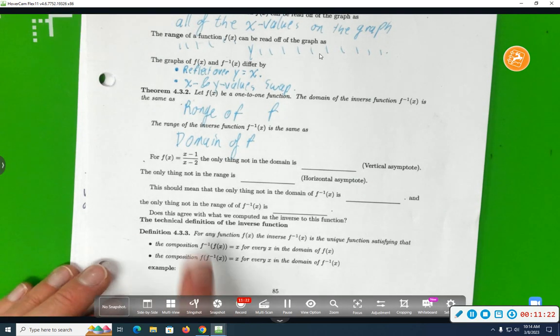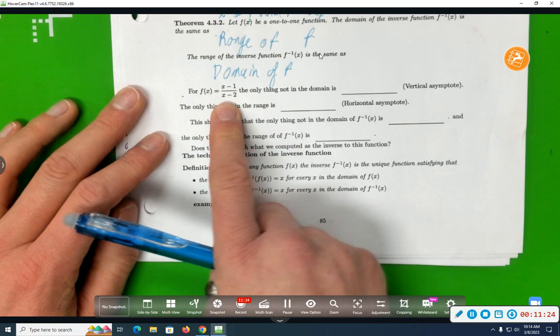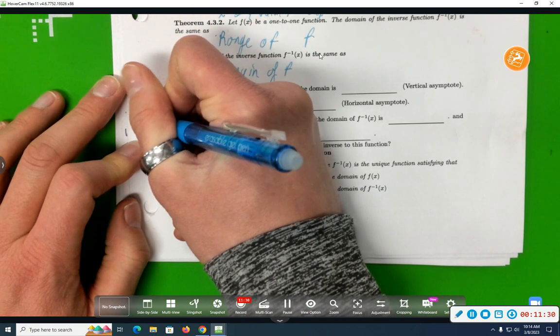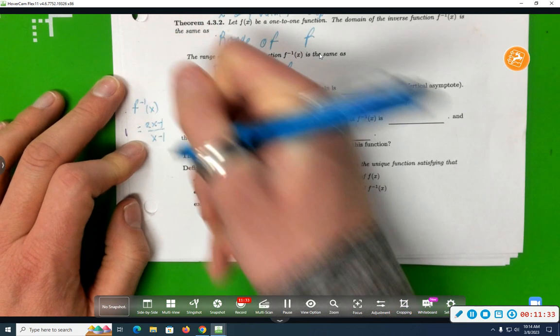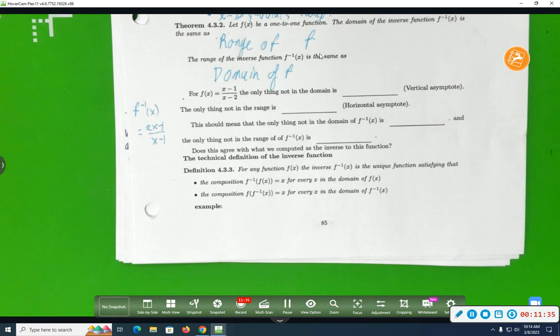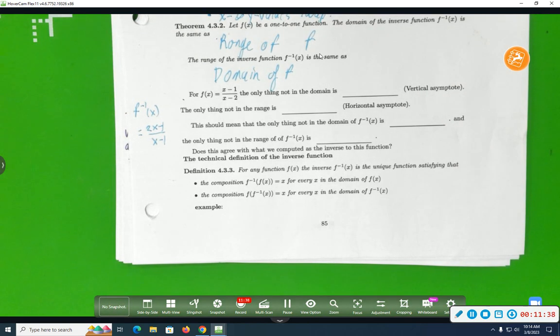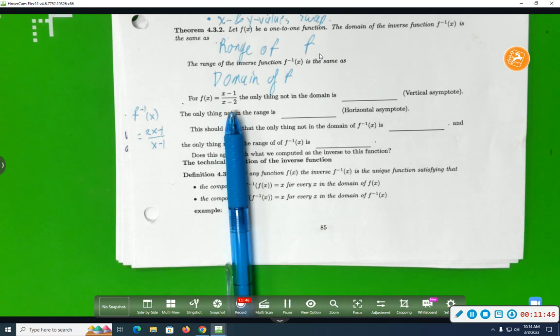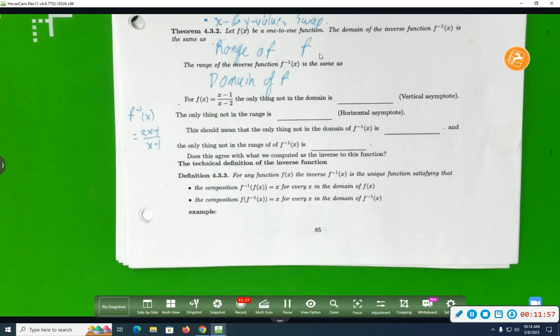So let's check that against this computation we just did. For this function, we got f inverse of x to be 2x minus 1 over x minus 1. So let's compute domain and range of the function and the inverse and see if they actually line up correctly. x minus 1 over x minus 2. What's the only thing that's not in the domain of that function? Yeah. 2. Why 2? Yeah. To find the domain of a function, ask when do you divide by 0? Those are the things not in the domain.